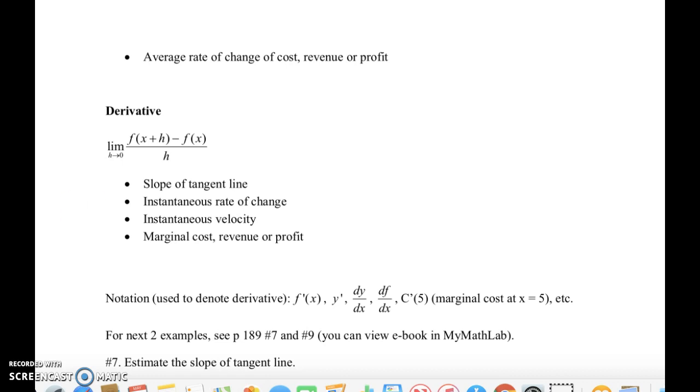Okay, so the notation that we're using to show that it's a derivative is f prime of x, so that little tick mark represents prime. We either say y prime, or we'll use dy divided by dx. We'll use df divided by dx. We'll use capital C prime of a particular number. And the C prime of the particular number, in this case 5, is the marginal cost when x is equal to 5. All right. So for the next two examples, I'm going to show you their graphs.